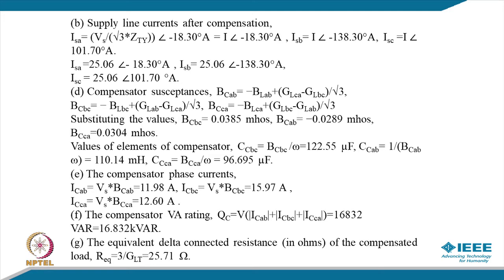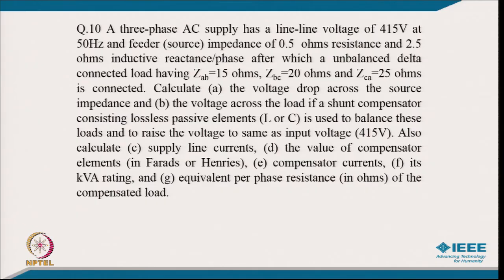The compensator phase current we can find out as Vs into BC, which comes to 11.98 ampere. For BC it comes to 15.97 ampere, and for CA it comes to 12.60 ampere. The compensator kVA rating we can find out as V into the absolute value of all the currents, and it comes to 16.832 kVAR, because these are all reactive elements. The equivalent delta connected load of the compensated load will be R equivalent equal to 3 by GLT, that comes about 25.71 ohm of equivalent delta connected load.